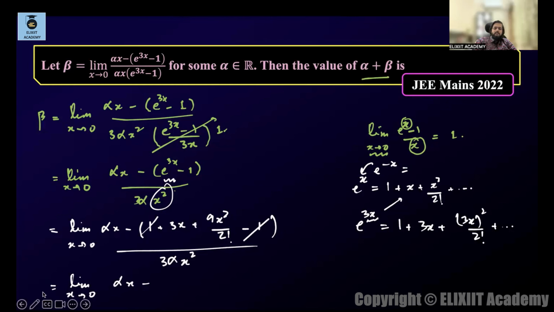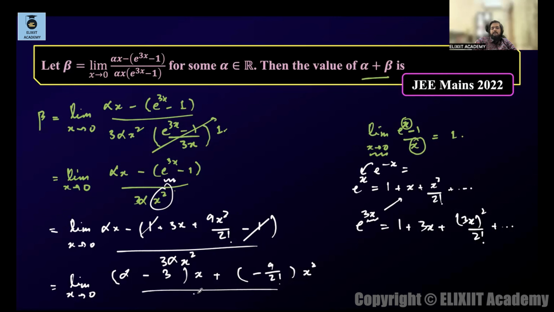Let's simplify this thing. We separate the coefficients of x and x square. That's what we do. The same procedure follows. X is what? Alpha, and then minus 3 from here. Alpha minus 3. And similarly here we have 9x square over here, right? So minus of 9 by 2 factorial. That's what we are having. And divided by 3 alpha x square. Okay.